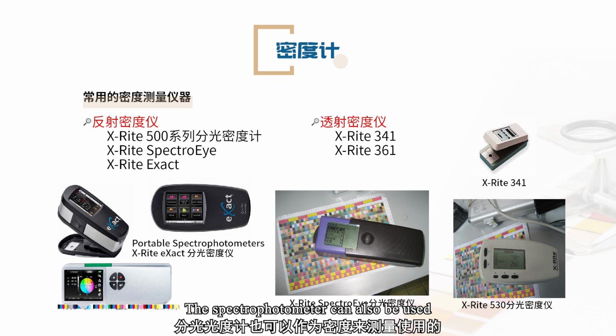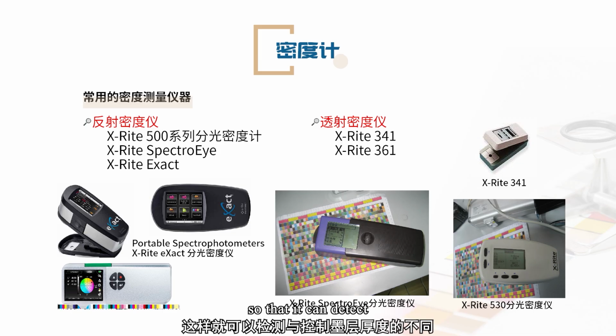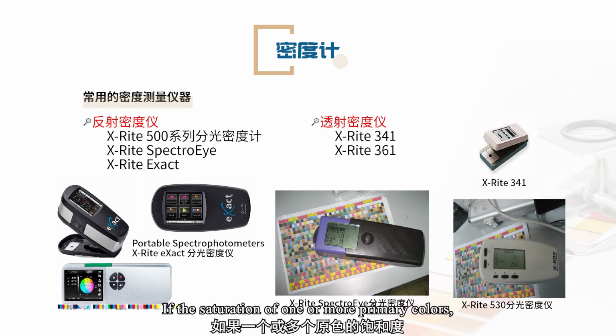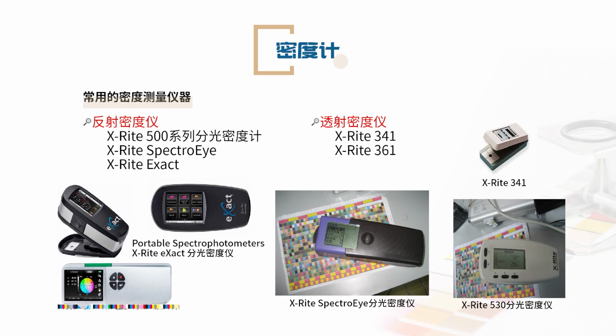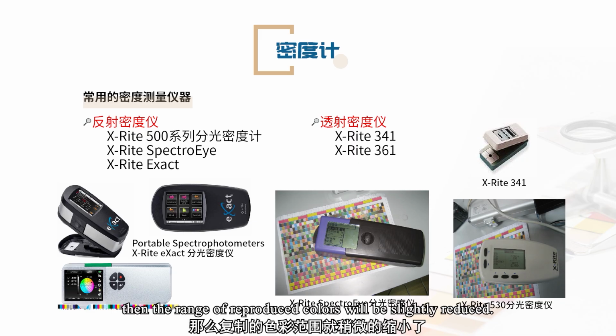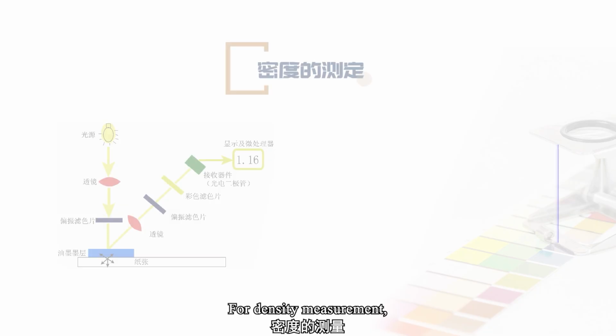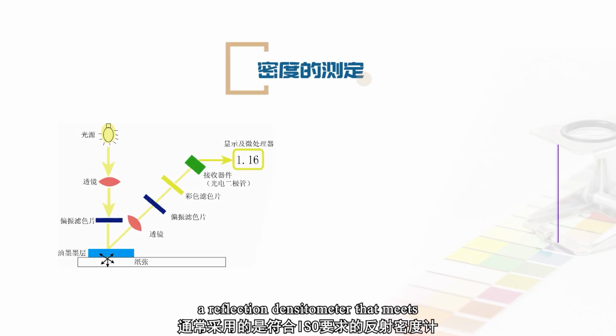The spectrophotometer can also be used for density measurement, so that it can detect and control the differences in the ink film thickness. If the saturation of one or more primary colors, that is, the ink film thickness we mentioned, is lower than the optimal value, then the range of reproduced colors will be slightly reduced. For density measurement, a reflection densitometer that meets the ISO requirements is usually used.